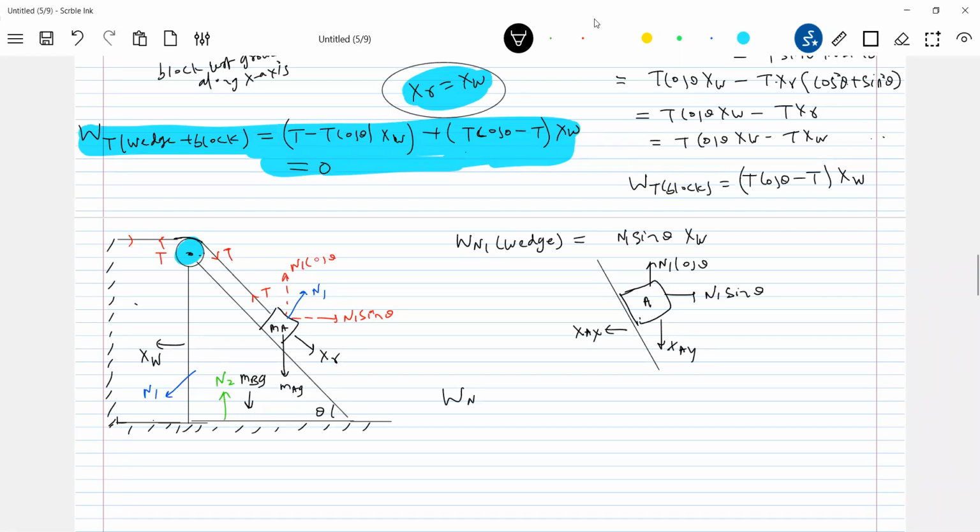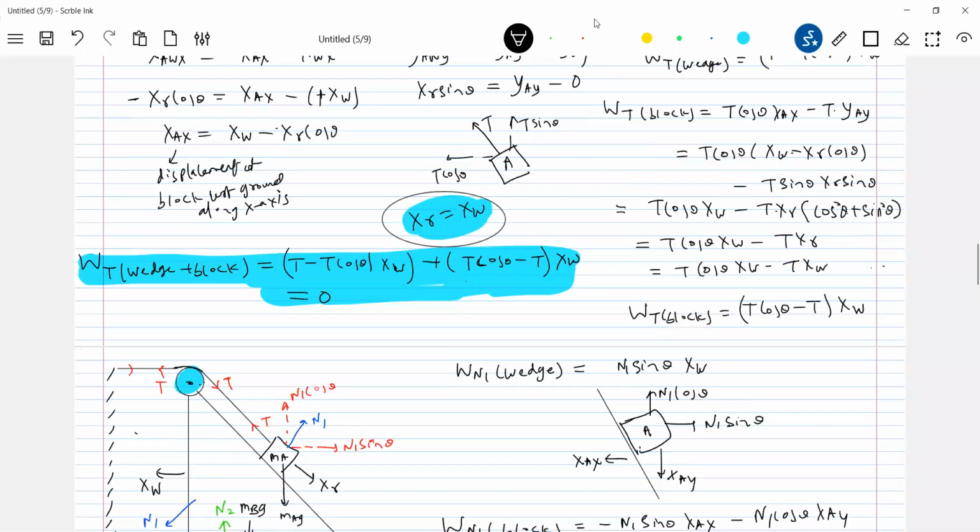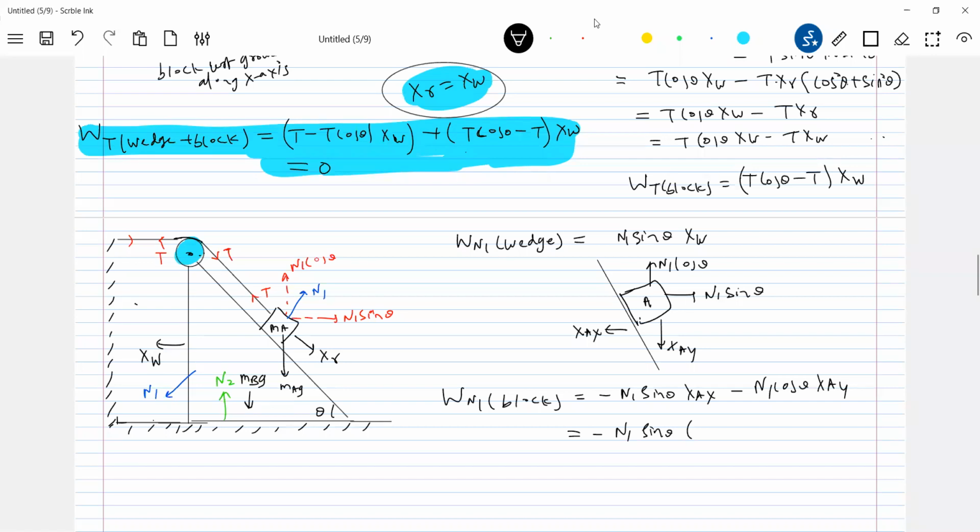So work done by the normal contact on the block: minus of n1 sin theta xax, plus work done by n1 cos theta. Why negative sign? The force n1 sin theta is acting opposite to displacement of block A with respect to ground along x-axis. Keep it here. What is xax? Xax we have brought it, no? xw minus xr cos theta.